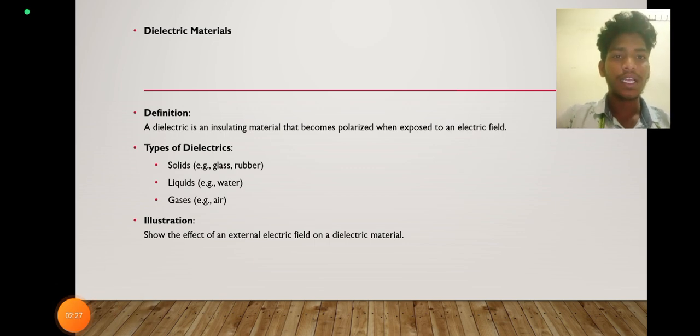Here we can see the types of dielectric materials. They are solids, liquids and gases. In solids, examples are glass and rubber. In liquids, we can see the example water. In gases, air. The illustration shows the effect of an external field on a dielectric material.